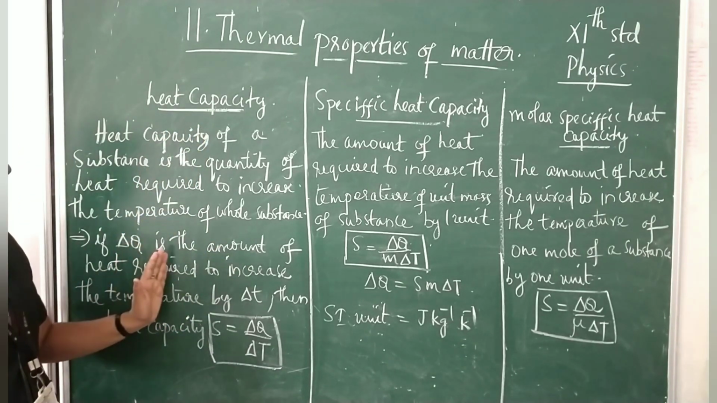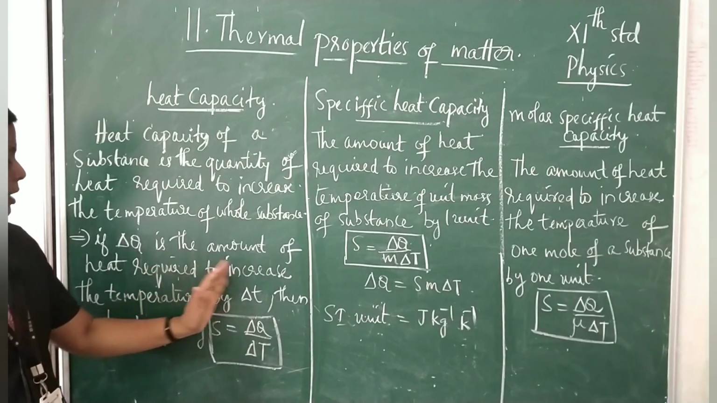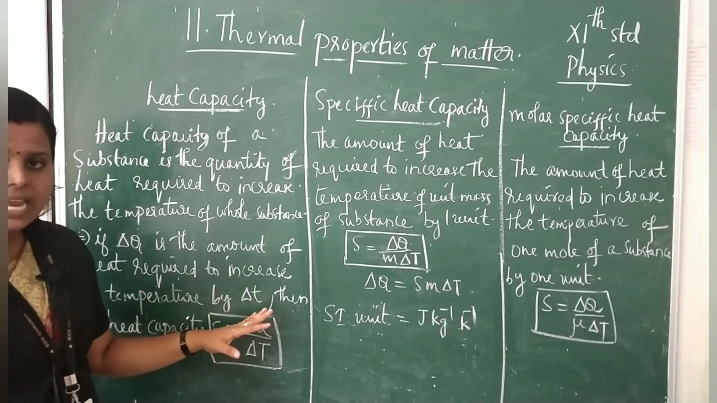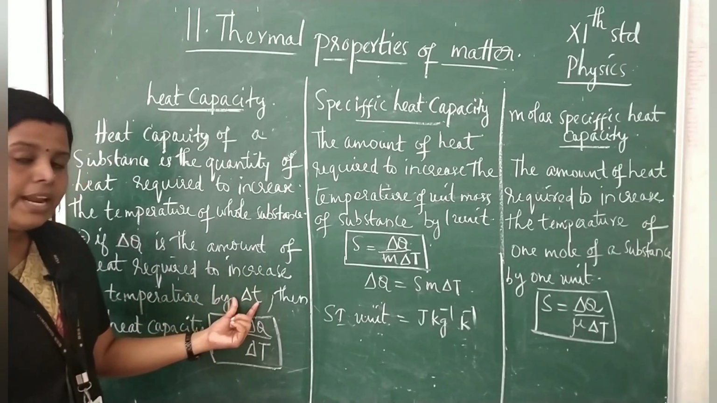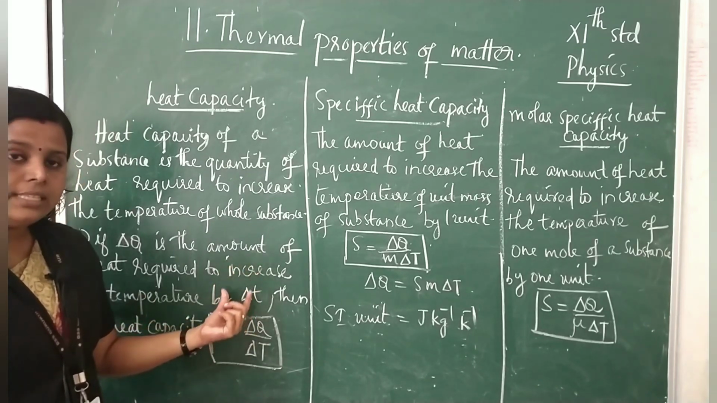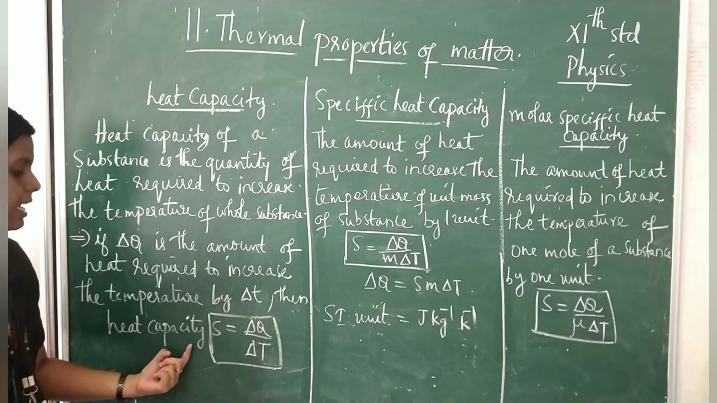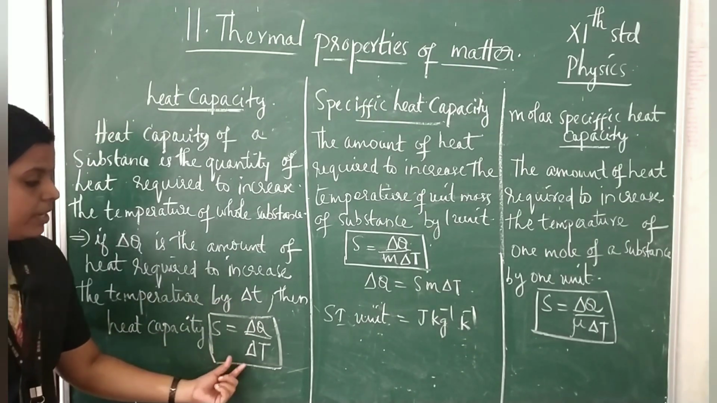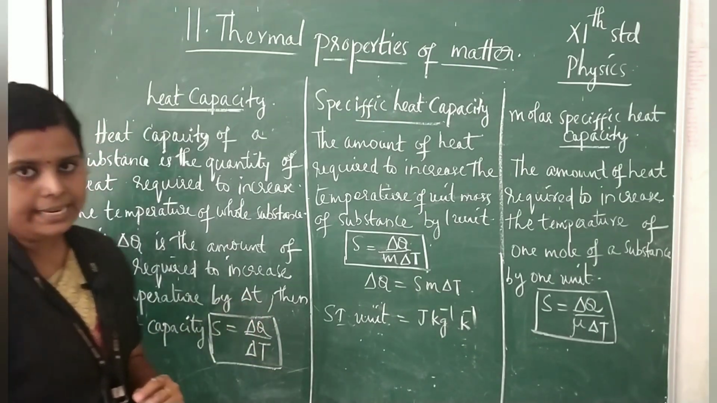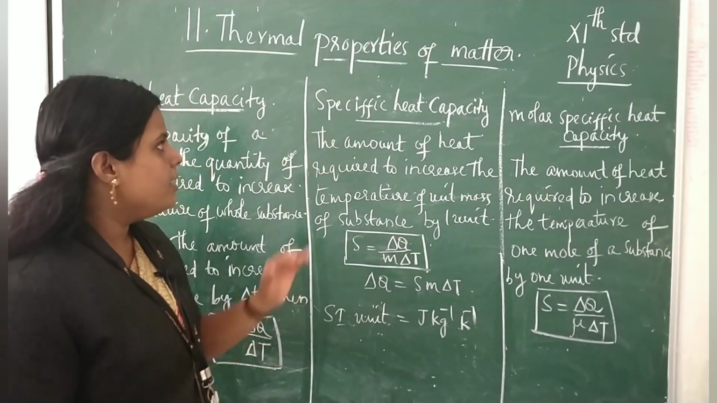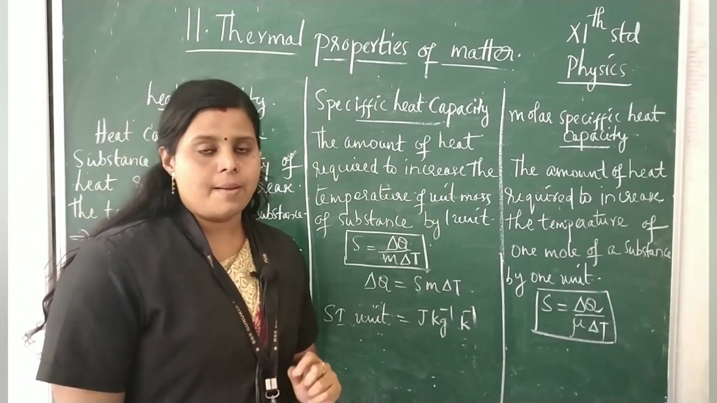So if delta Q is the amount of heat required to increase the temperature by delta T, then the heat capacity S can be written as delta Q by delta T.